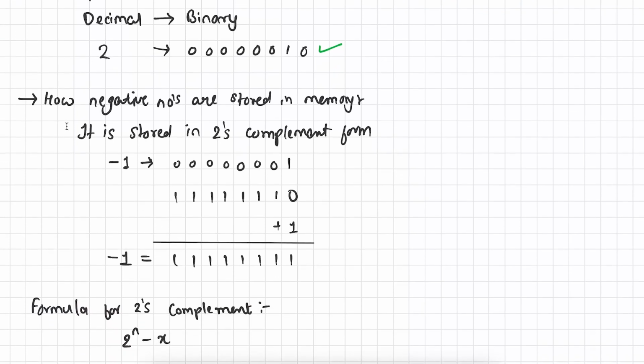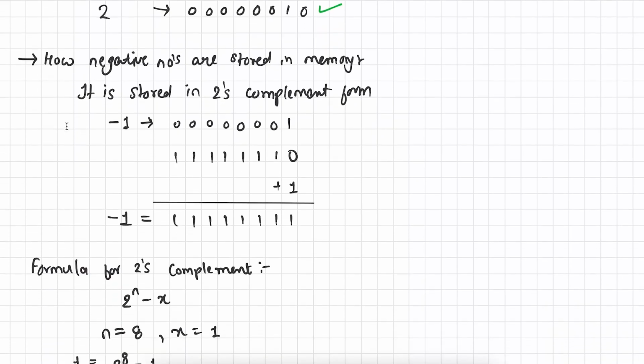So how are negative numbers stored in memory? Basically, negative numbers are stored in memory in 2's complement form. How? Let's say I want to store -1 in memory. How is it going to store? It first calculates the 2's complement of 1. And how do we calculate the 2's complement of 1?